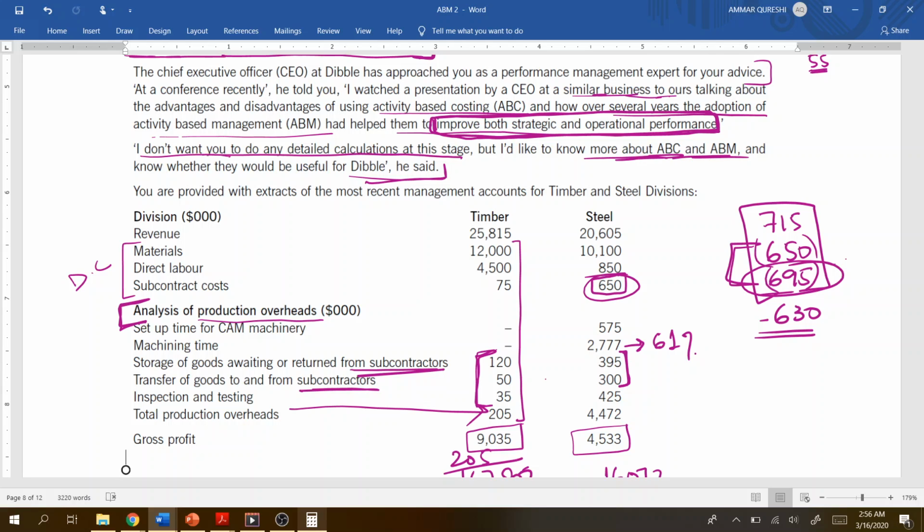But we need to reduce this cost by $630. $630,000 is a huge amount. We have to do that. Otherwise, this product is not a profitable product.